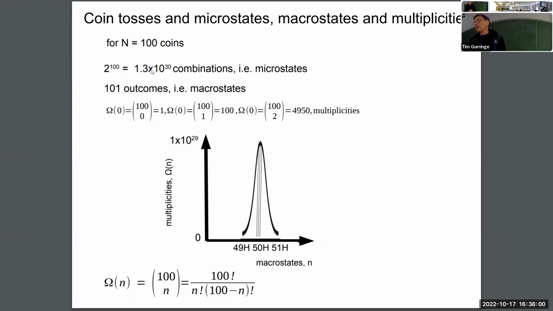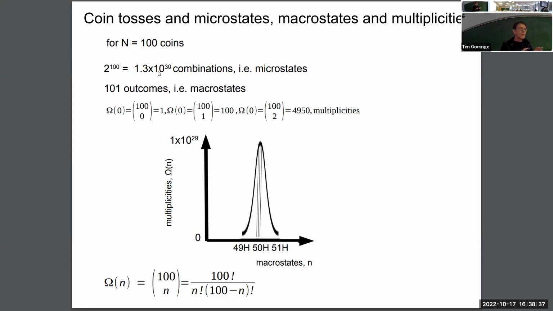It's about 10 to the 30. That's the number of combinations of different states, microstates, for just 100 coins. So it's a huge number. The number of macrostates is still a rather everyday number. You can have anything from a 0 heads macrostate to a 100 heads macrostate. So there are actually 101 macrostates for this more than 10 to the 30 microstates.